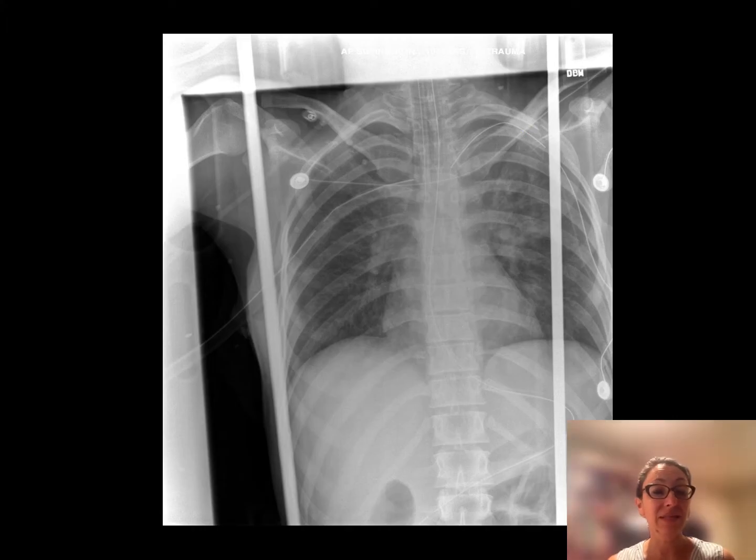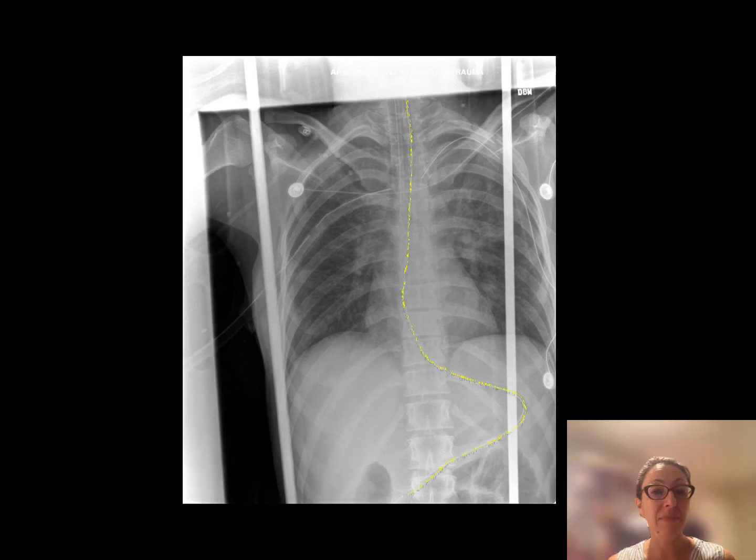This is a nice example of the nasogastric tube, which terminates in the body to antrum of the stomach. Here is the outline of the catheter, which is well positioned in the stomach.